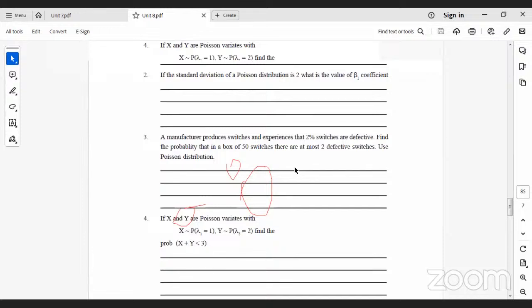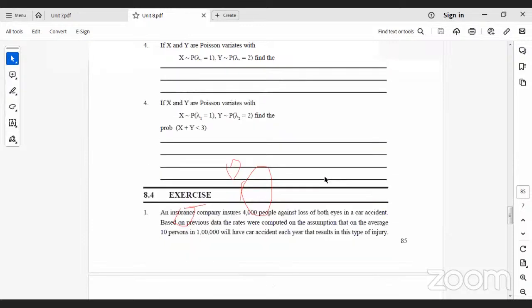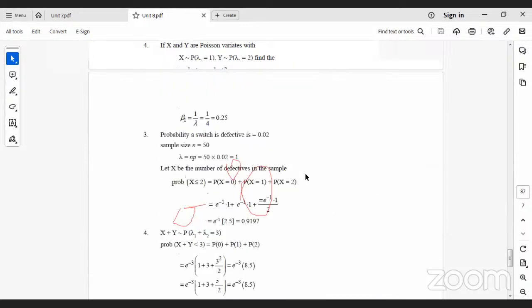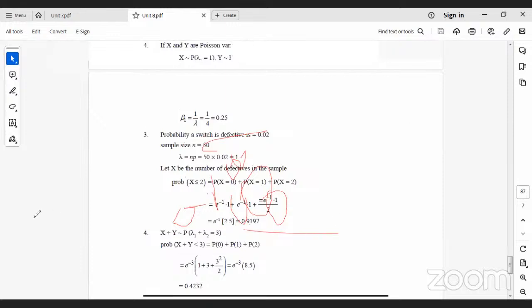A manufacturer produces switches and experiences that 2% of switches are defective. Find the probability that in a box of 50 switches there are at most 2 defective switches, using the Poisson distribution. The probability of switch defects is 0.02, and size 50, so lambda is 1. At most 2 means x is equal to 0, 1, 2. It is written clearly here: e power minus 1 times the sum, and its value is 2.5 e power minus 1. We are applying the same here.